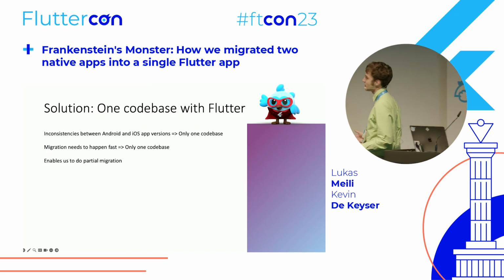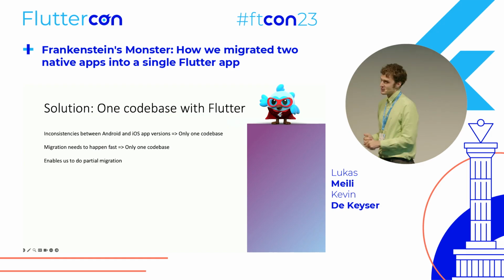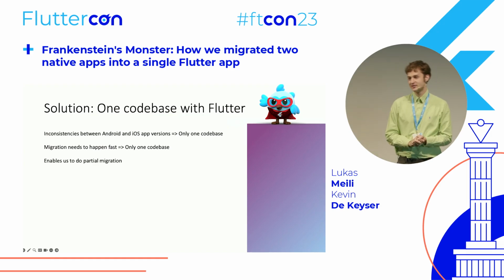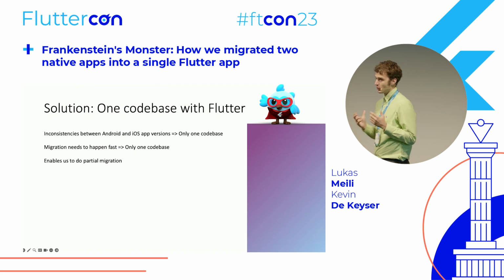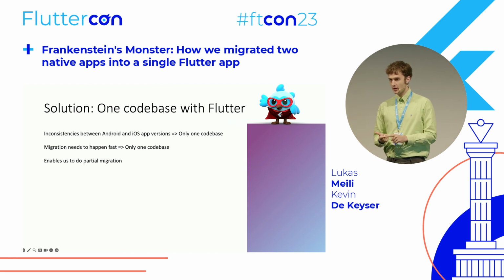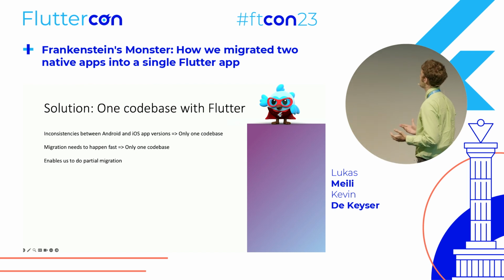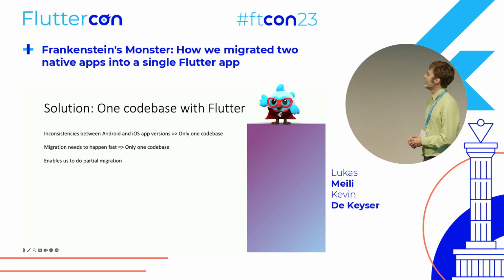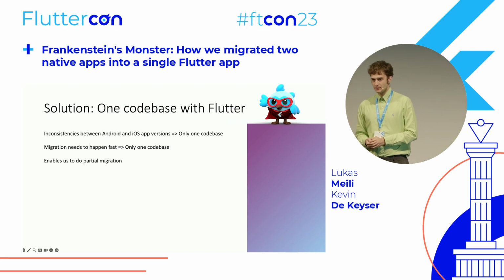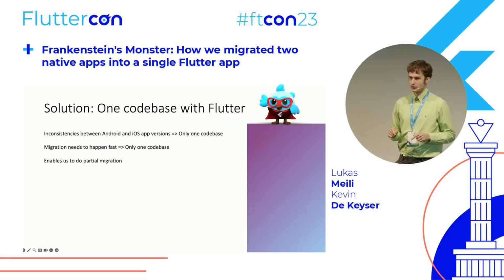Well, the solution is Flutter, because Flutter only has 1 code base, so you're twice as fast. Well, yes, that's one thing. Further, there were a lot of inconsistencies between Android and iOS. How do we solve these inconsistencies? Well, 1 code base, Flutter, okay. And it enables us to do partial migration, and this is what this talk is about.